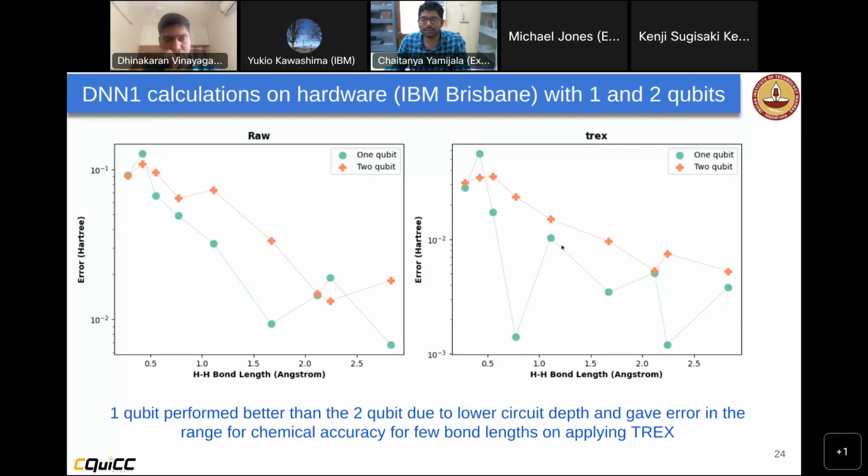So you can clearly see, even in the case of real hardware, when you apply the error mitigation schemes like T-REx, the results are coming in the order of 0.01 or so, or even better than that, 10 to the power of -2 to 10 to the power of -3. And between 1 qubit and 2 qubits, obviously the 1 qubit results are far better than the 2 qubit results. Again, I'm just emphasizing these results are directly from the hardware. So the point I wanted to mention is the DNN results are giving better accuracies than the VQE.